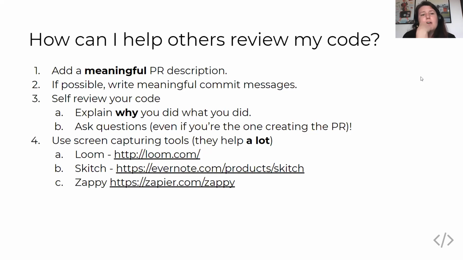Self-review your code. Explain why you did what you did. This can be in the PR description, and really try to explain it to yourself. If you find it difficult to explain it to yourself, that's a really good indicator that you could be more clear on it. I know I do this all the time. If I can't explain or write the problem that I'm solving, I know that I have to go back and understand it until I can explain the problem and explain the solution.